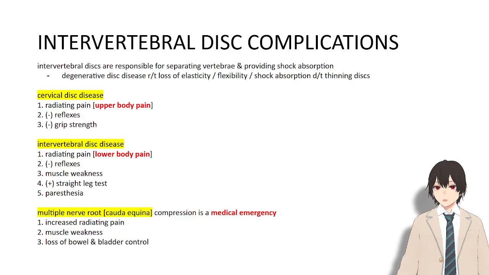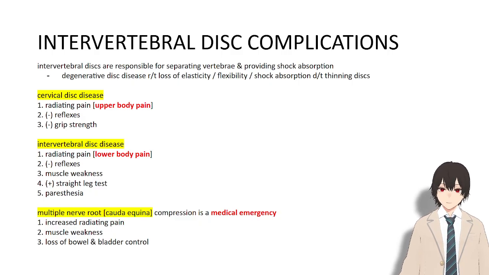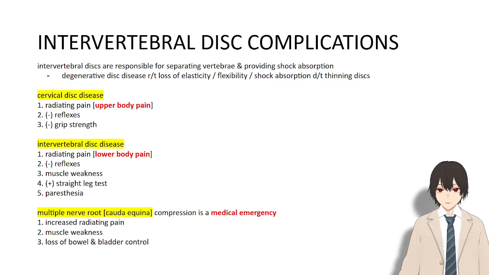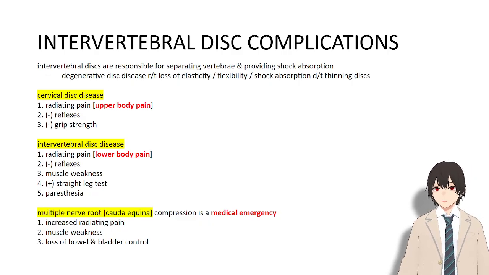Basically, intervertebral discs are responsible for separating our vertebrae, right? And they provide shock absorption. As people get older and the discs degenerate, they lose elasticity, flexibility, and shock absorption because the discs tend to thin out. There are several classifications, such as cervical disc disease, which is usually classified with upper body pain.